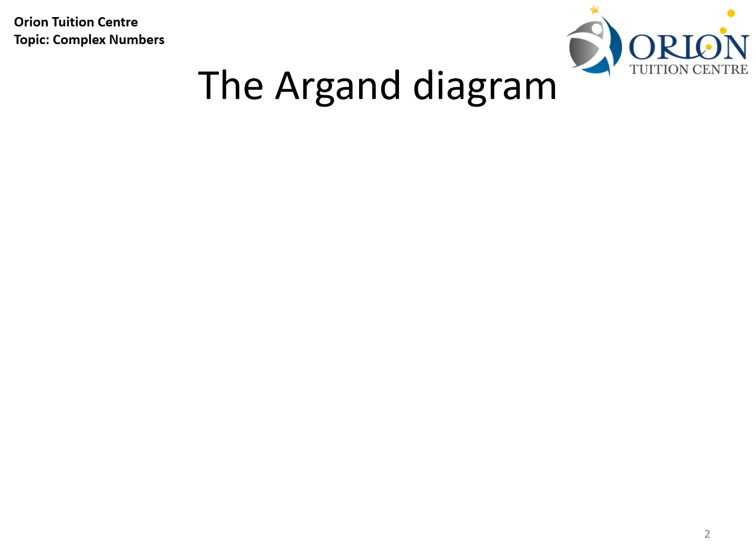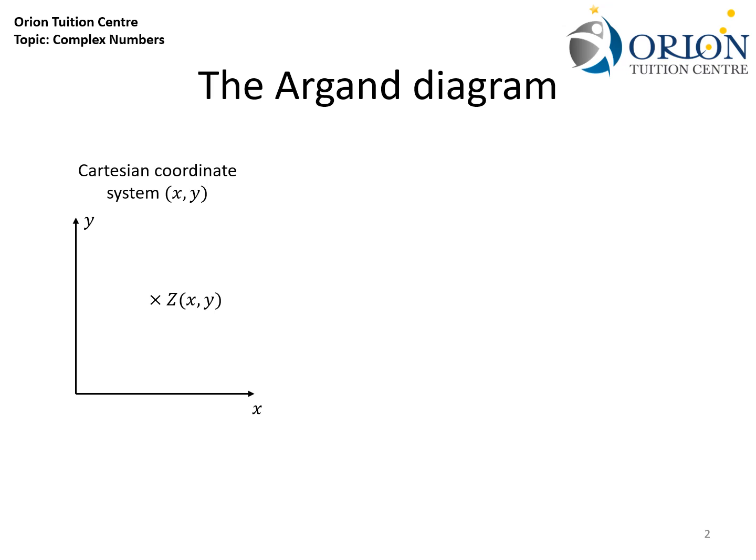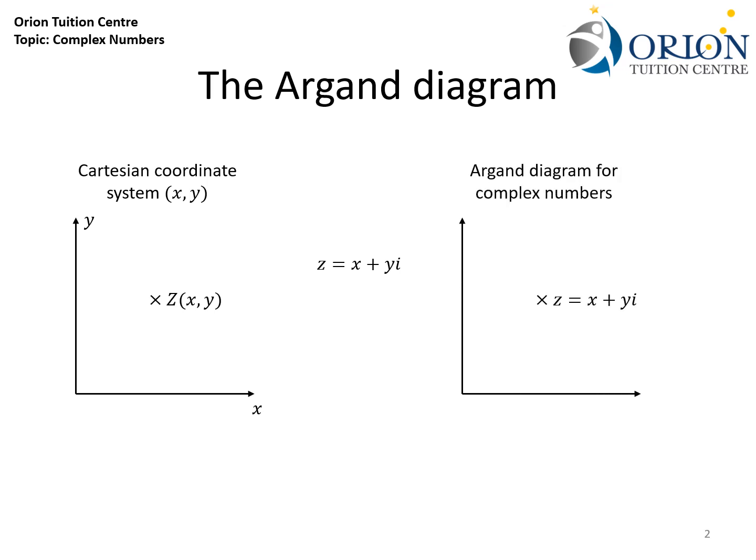In the Cartesian coordinate system, we have the x and y axis, and any point z with coordinates x, y can easily be represented. Since complex numbers are usually expressed in the x plus yi form, we can make use of the idea of the Cartesian coordinate system to represent a complex number z equals x plus iy. This is called the Argand diagram.